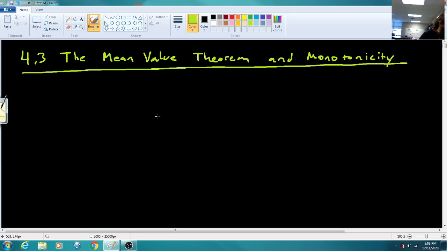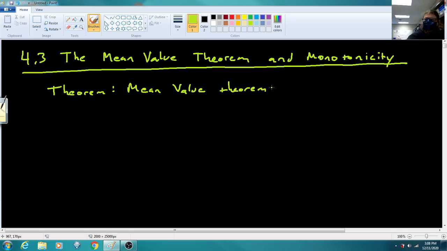So first what we're going to do is write out the mean value theorem. Then we'll draw a couple pictures to take a look at it. And then we'll do a few examples. So we're going to say theorem, mean value theorem.